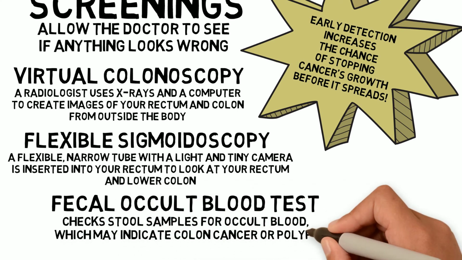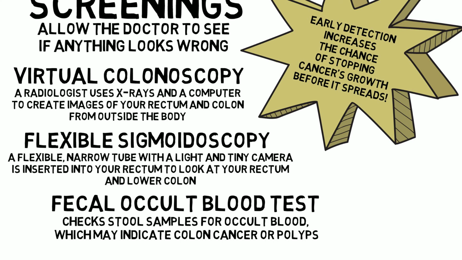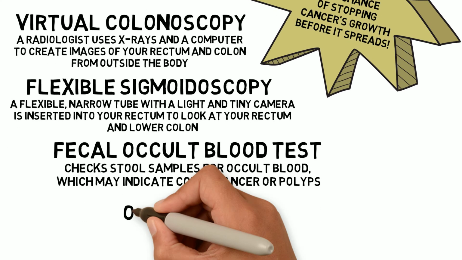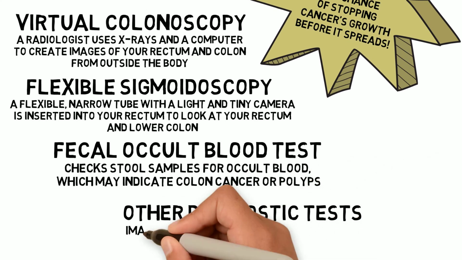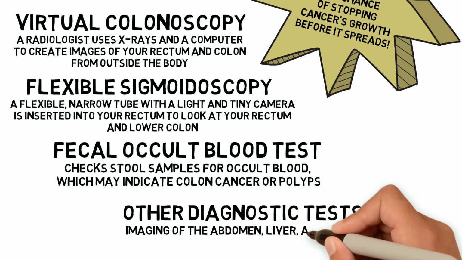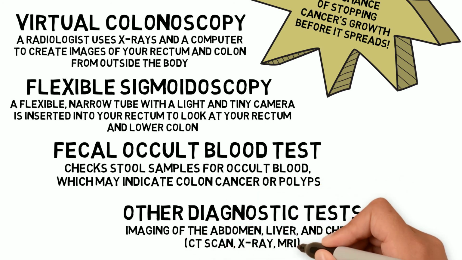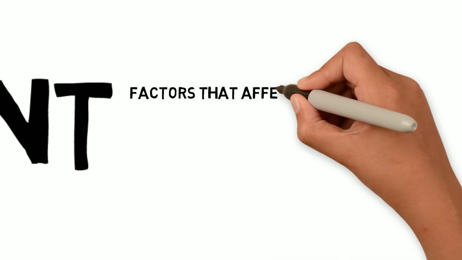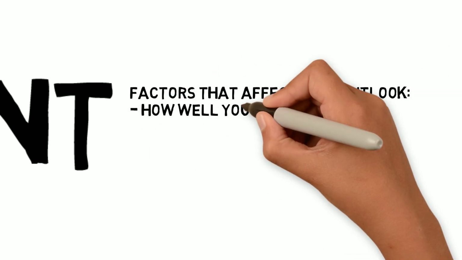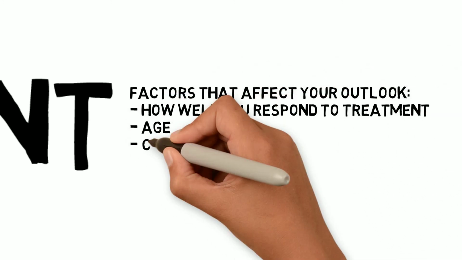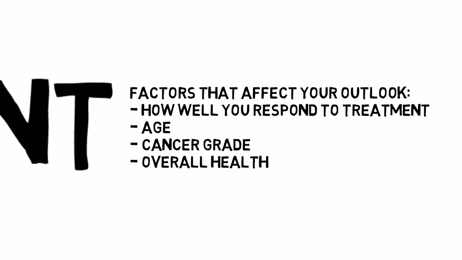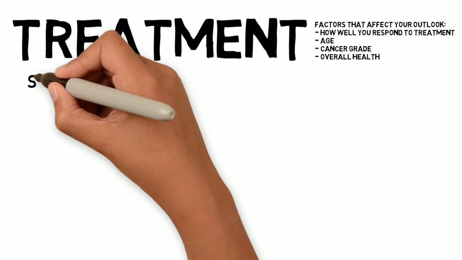Occult blood in the stool may indicate colon cancer or polyps in the colon or rectum. Other diagnostic tests may include imaging of the abdomen, liver, and chest, such as CAT scans, X-rays, MRI scans. Colon cancer treatments. Many factors will affect your outlook, including how well you respond to treatment, your age, your cancer grade, and your overall health at the time of diagnosis.